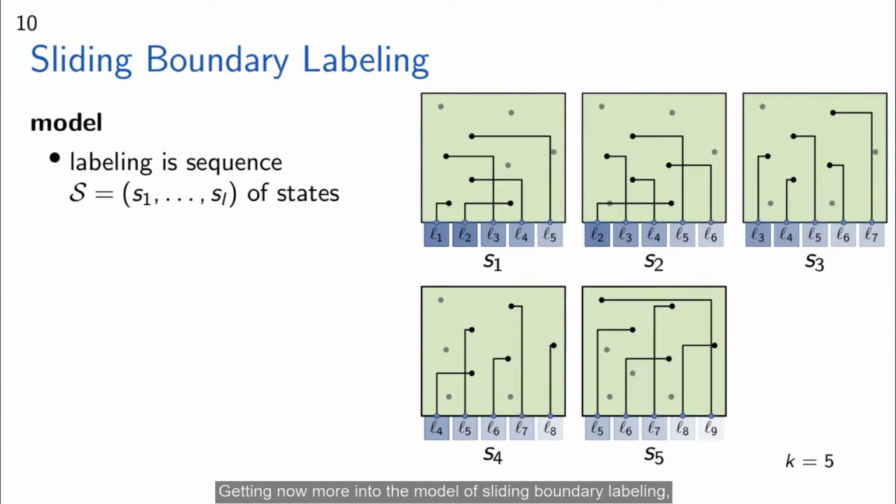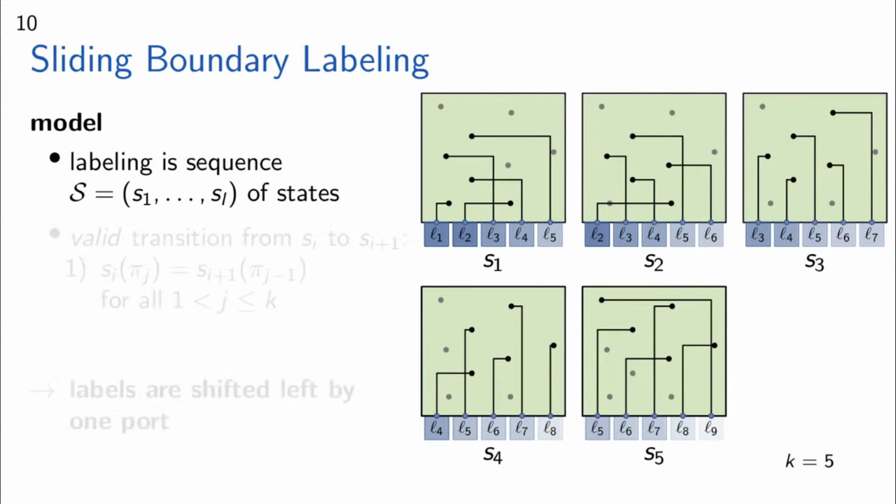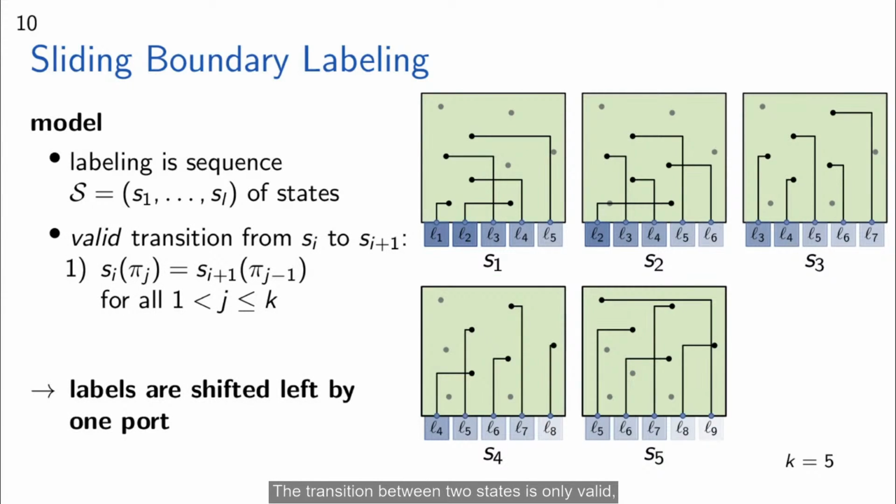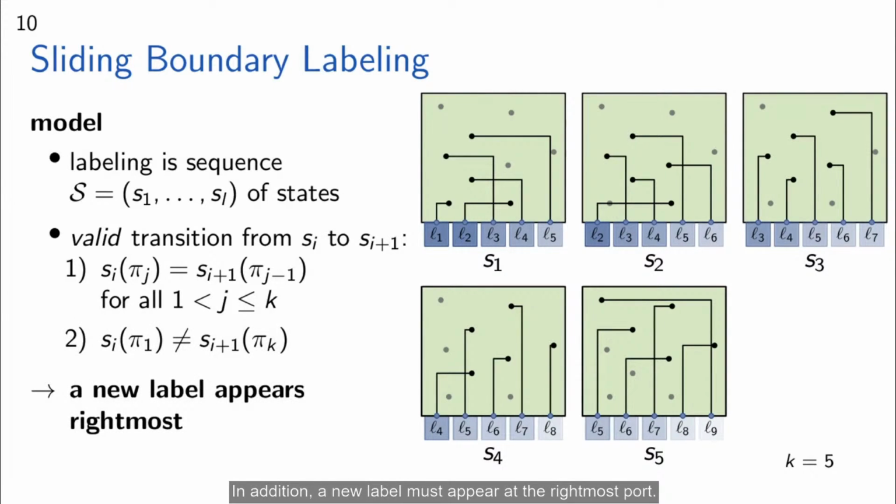Getting now more into the model of sliding boundary labeling, we search for a sequence of states satisfying the following requirements for valid transitions. The transition between two states is only valid if the labels are shifted left by one port each. In addition, a new label must appear at the rightmost port.